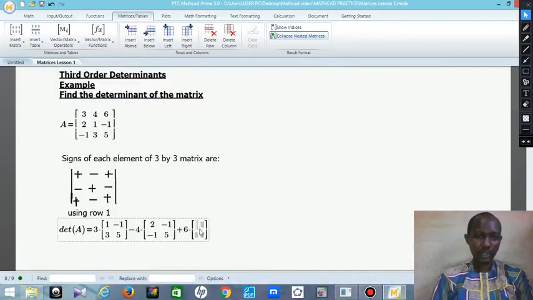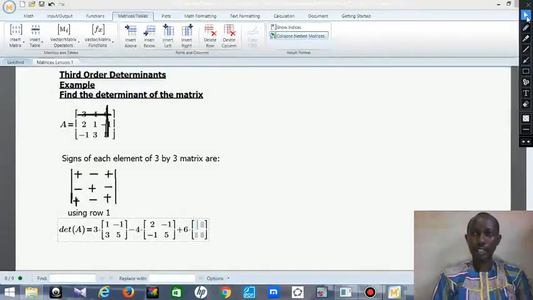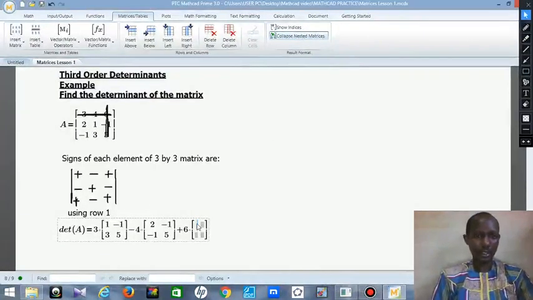Then which numbers are you going to write inside this 2 by 2 matrix? The same thing. Take your pen so that you not make mistake. Remember, we are using row 1, so cover row 1. Then the element you picked out is 6. Then cover it down like this. So what number are you seeing? 2, 1, -1, 3. Then it will now be like this. 2, 1, -1, then 3. So that is it.